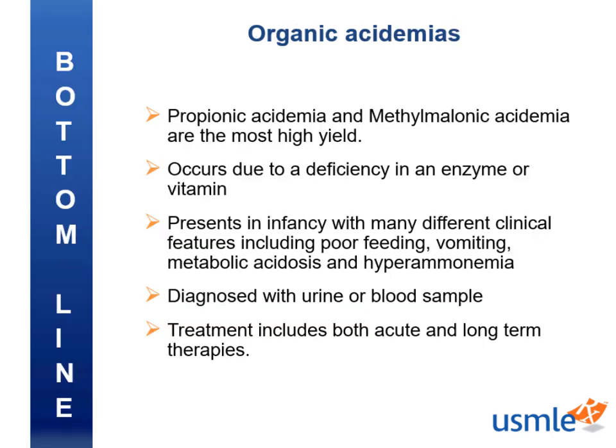Okay, so the bottom line is, there are several organic acidemias, but the two most important are propionic acidemia and methylmalonic acidemia. Propionic acidemia occurs due to deficiency in propionyl-CoA carboxylase, or biotin, and methylmalonic acidemia occurs due to deficiency in methylmalonyl-CoA mutase, or B12. It presents in infancy with many different clinical features, including poor feeding, vomiting, metabolic acidosis, and hyperammonemia. Early diagnosis is crucial and can be made through both urine or blood samples. And lastly, treatment includes both acute and long-term therapies.